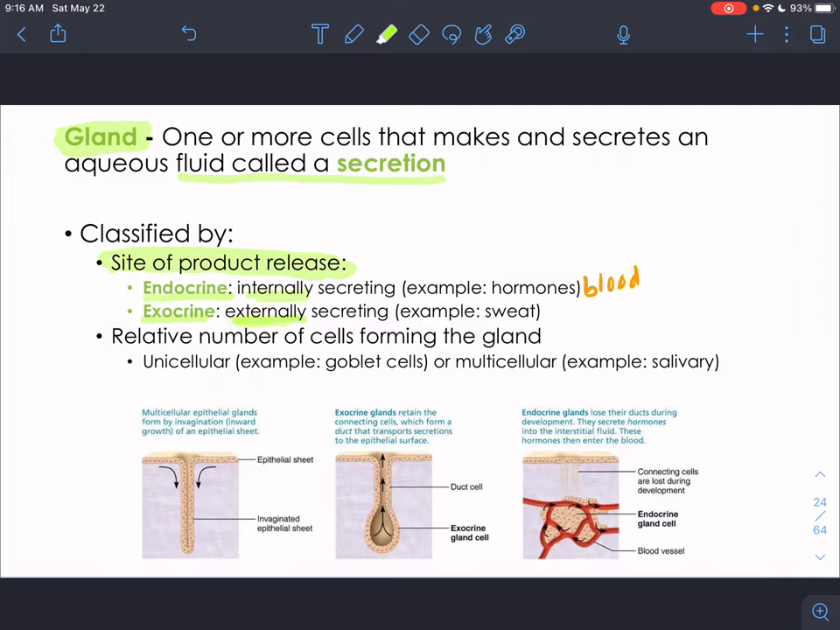So think like the surface of your body. So onto your skin, perhaps. So sweat, oils, those are all exocrine. So endocrine, they're inside your body. Exocrine, the substances think are exiting your body. Okay. They're also classified by the number of cells that form the gland. Okay, so we have a unicellular or multicellular.